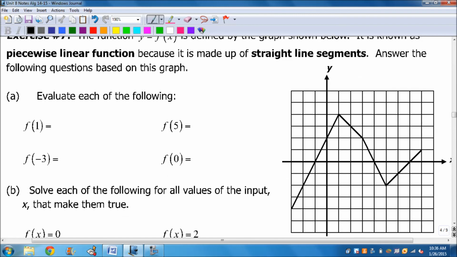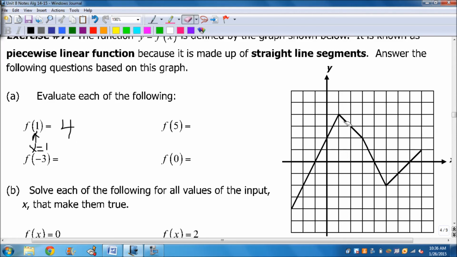Just so that you know, the scale is each line right here represents 1. Okay, so evaluate each of the following. The first thing it asks you to find is what f of 1 is. So when my x equals 1, when my input equals 1, what is my output? If I go to 1 on my x-axis, it lines up with 4 on my y-axis. So that means that when my input is 1, my output will be 4. Okay?